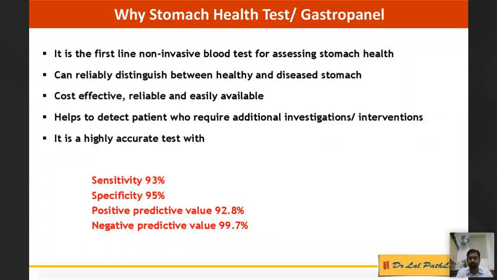It can reliably distinguish between a healthy and a diseased stomach. It is cost-effective, reliable, easily available, and reproducible. It helps to detect those patients who need additional investigations or interventions, and it's a very accurate test, which has sensitivity and specificity of around 93 and 95% respectively, a positive predictive value of 92.8%, and a negative predictive value of around 100%.